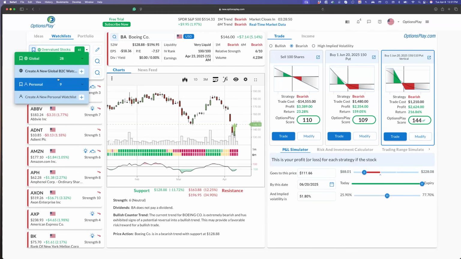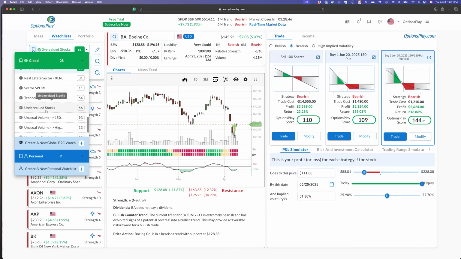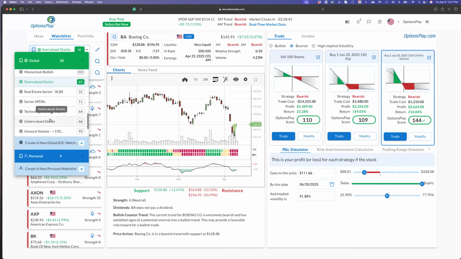We also have a watch list of what we consider overvalued and undervalued stocks. This uses the same methodology that I publish in my Monday morning and Thursday morning trade idea sessions, where we look at the valuation of the stock and compare it to the profitability and growth metrics of the stock to determine whether it's potentially overvalued or undervalued. We have about 65 names in this particular list.